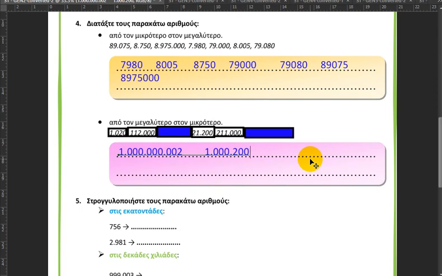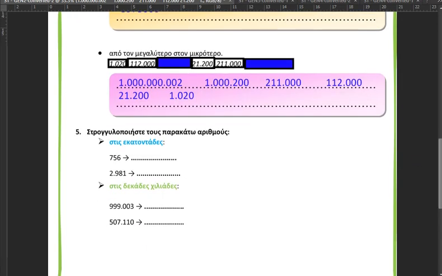See, now you can immediately see that the numbers that are left, you have a couple of 6-digit ones, and the biggest one of them is the 211,000, and then 112,000. And then we have the 21,200, and then 1,020. There you go, that's all of them.